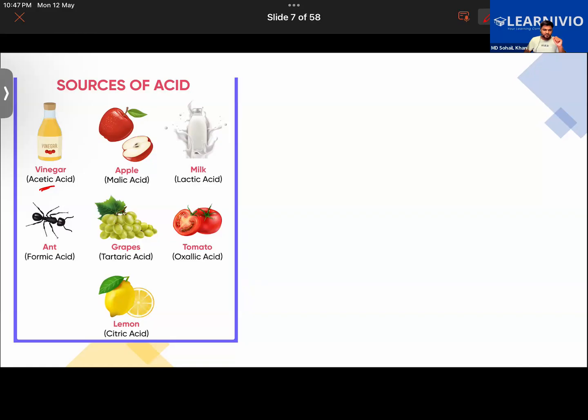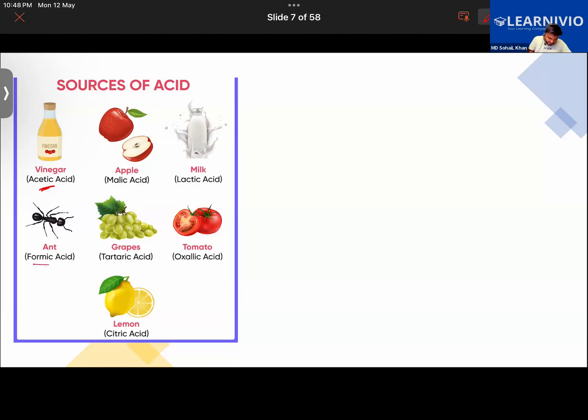Sir, is formic acid weak or strong? Formic acid we will consider as slightly strong, not that strong, but slightly strong. Because when we are bitten by an ant, the sting of the ant contains formic acid. The ant pushes its sting into our skin and releases the formic acid. So it gives you a sharp pain, right? So it is quite strong, but will not be considered a very strong acid.